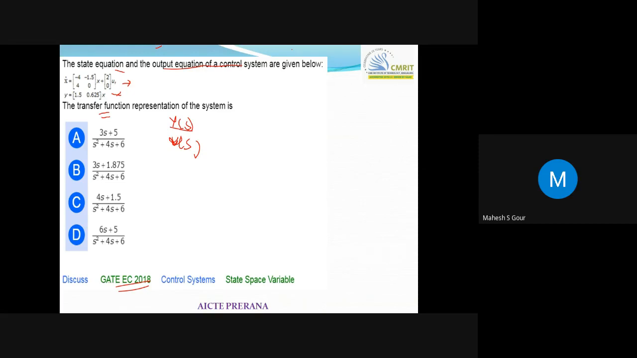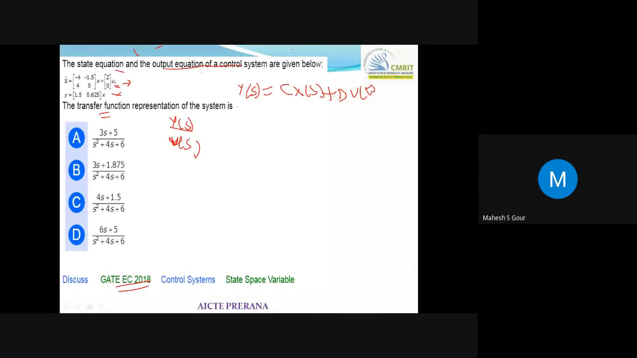You wrote around 7 formulas, right? Out of these 7 formulas, which one applies? The first formula is for the zero input response. Zero input response means u(t) should not be there, but here u(t) is there, so you need to use the full formula. What is the Y formula? That is Cx(t) plus Du(t), which in Laplace is Cx(s) plus Du(s).